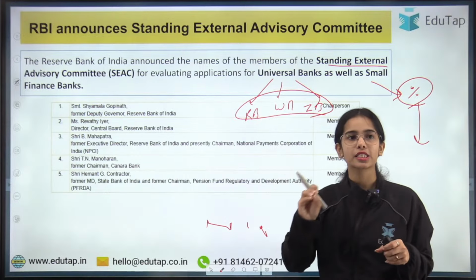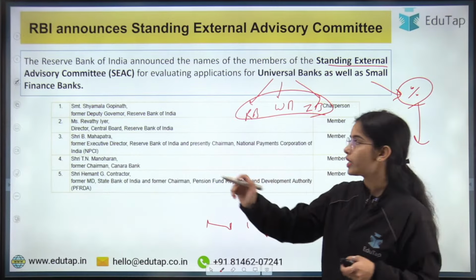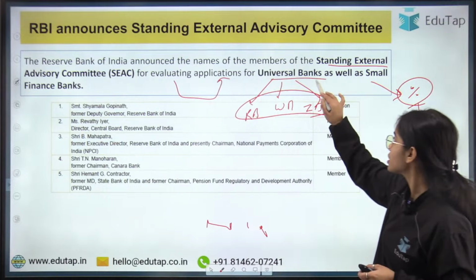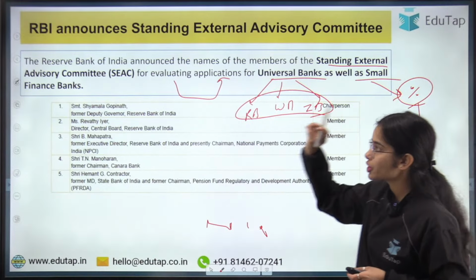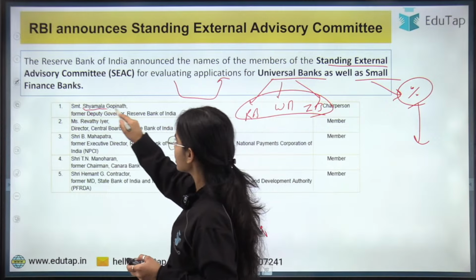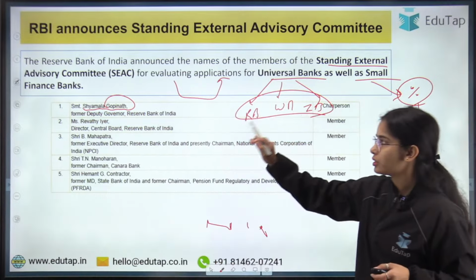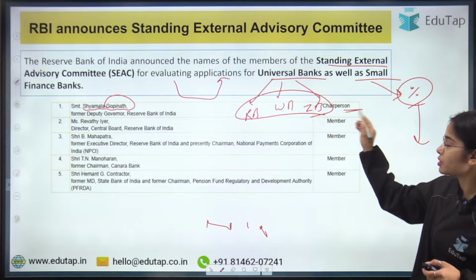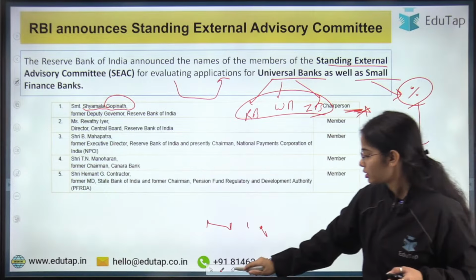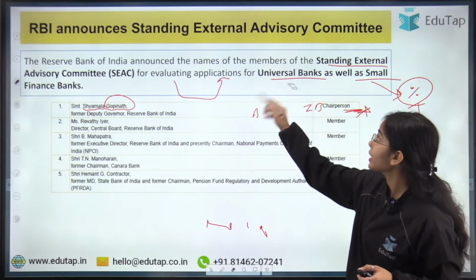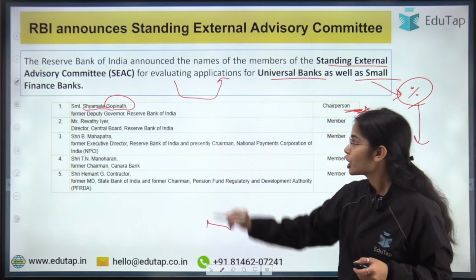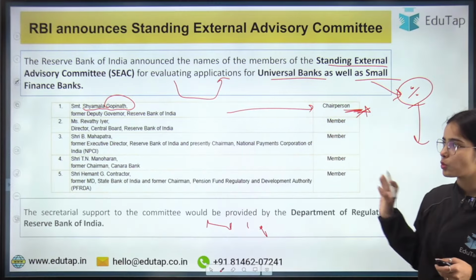Now the Standing External Advisory Committee evaluates the applications for universal banks and small finance banks. Srimati Shyamala Gopinath, former Deputy Governor of the RBI, has become the chairperson of the SEAC, that is the Standing External Advisory Committee. So remember the name of the chairperson, that is most important.